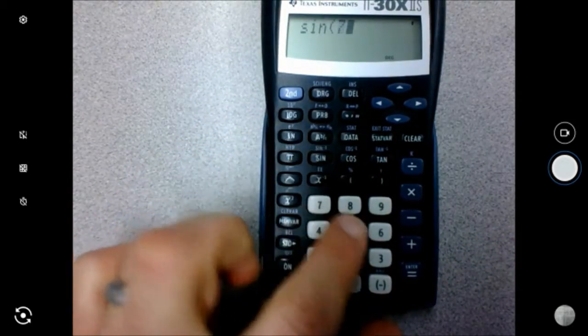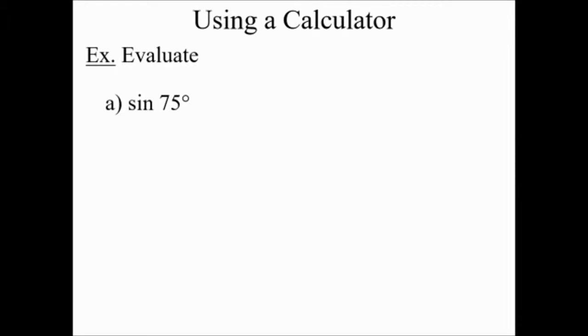But anyway, I'll do it one more time. Sine 75 is equal to 0.97. And so I'm just going to write that. Sine 75 is equal to 0.97. Okay, so we can use our calculator to come up with an answer. So let's play around with this.